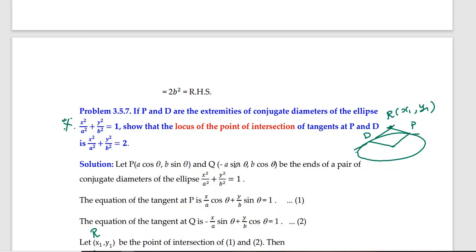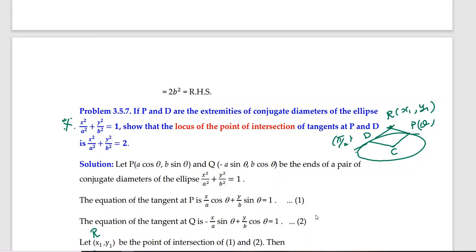Now we have this problem which is an important problem, this one and the next. If P and D are extremities of conjugate diameters, we are considering CP and CD to be conjugate diameters, in fact conjugate semi-diameters, and these are the extremities. We have to show that the locus of the point of intersection of the tangents at P and D is something. So we know the coordinates of this point and the coordinates of this point.